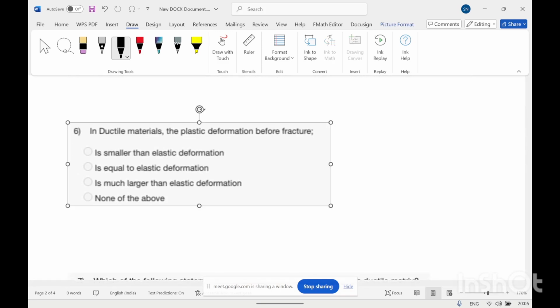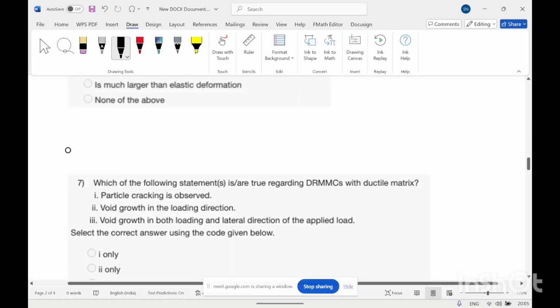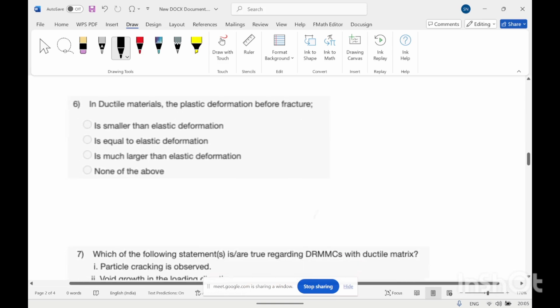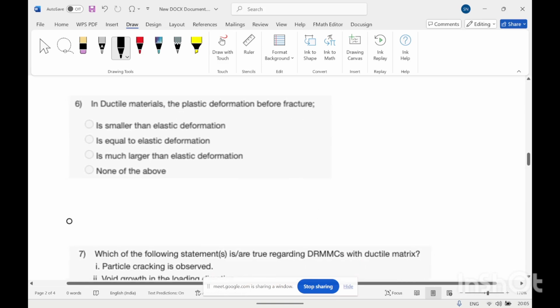Next question says in ductile materials, the plastic deformation before fracture is much larger than the elastic deformation. Means in ductile materials, a large uniform or elastic strain, plastic strain is generally reported in ductile materials. So the third option is correct.